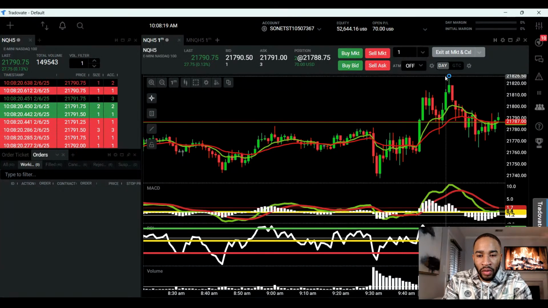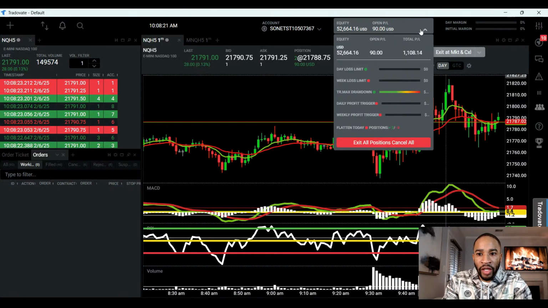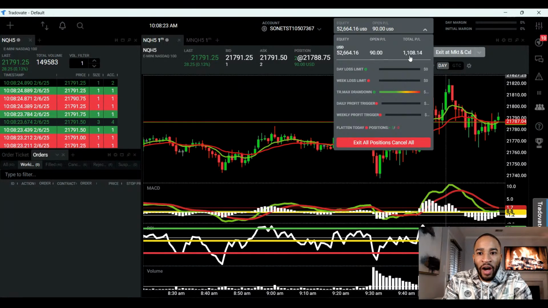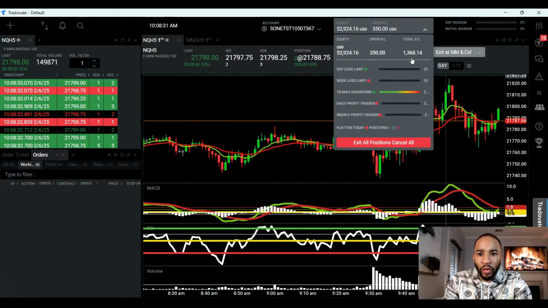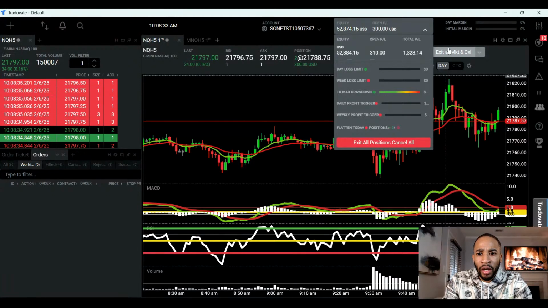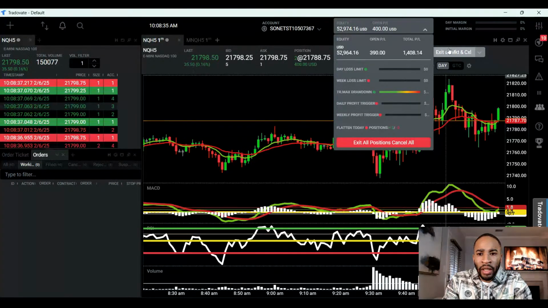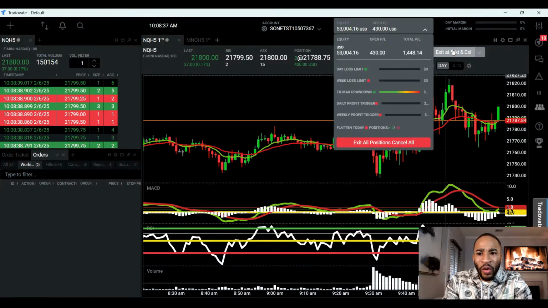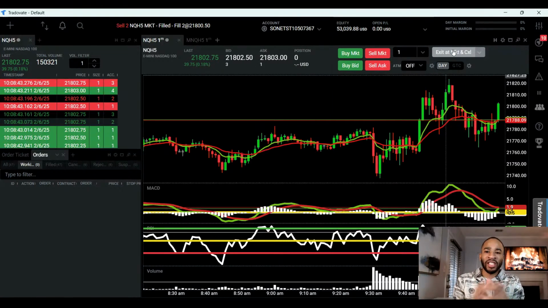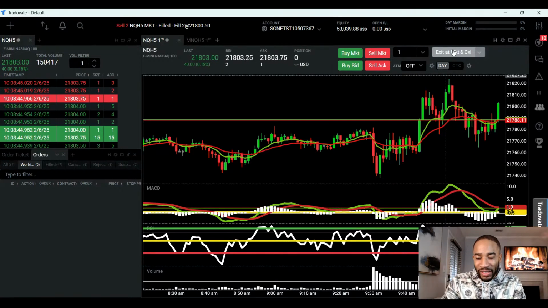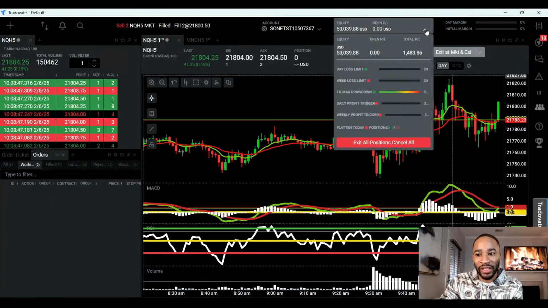Let's go. Currently green on this play. Currently up 1,000 and some change for the day. Come on, pump it up. There we go. Beautiful. That's what I'm talking about. Keep going. Up close to 1,400 and some change, family. Let's go. I'm going to take profits right now. Order filled. Just secured profits once again.